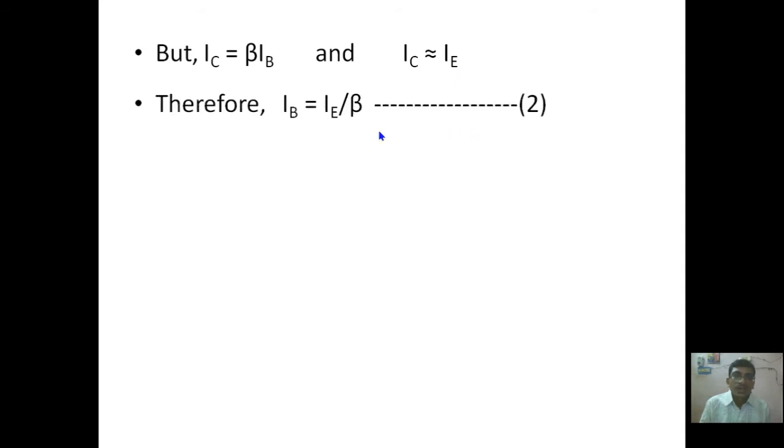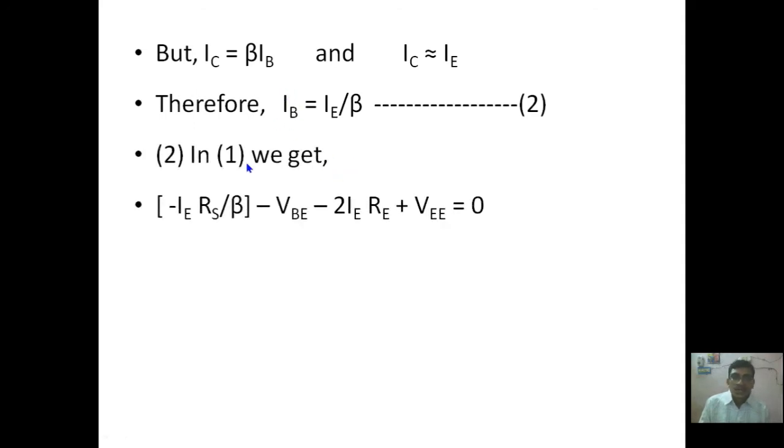Okay, now we can replace IB is equal to IE by beta. So instead of IC we can write IE. If you take IB from here, IB is equal to IC by beta, and we know IC is equal to IE, that's why IB is equal to IE by beta we can write. Now we can substitute IE by beta instead of IB in equation number 1.